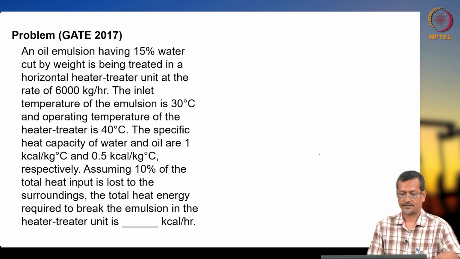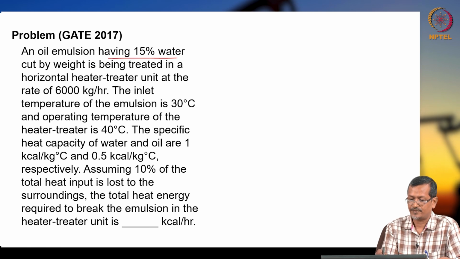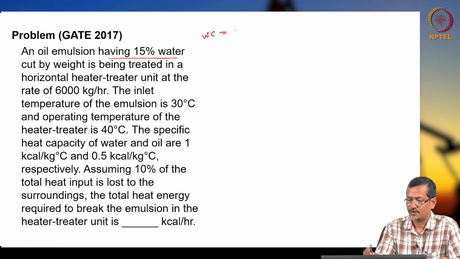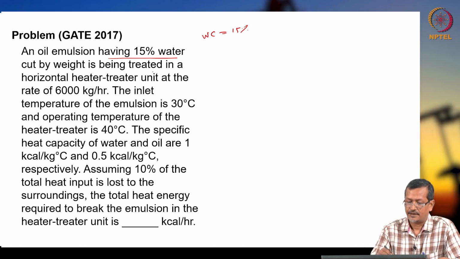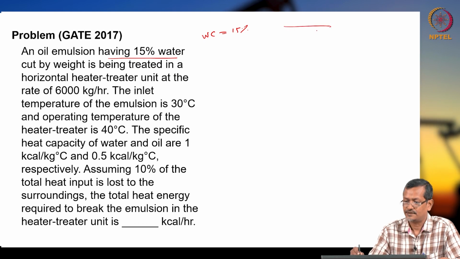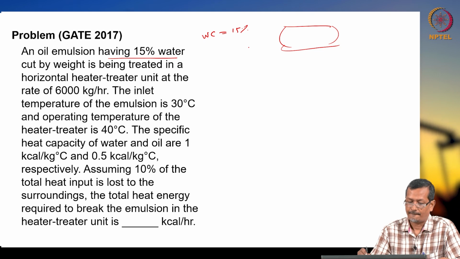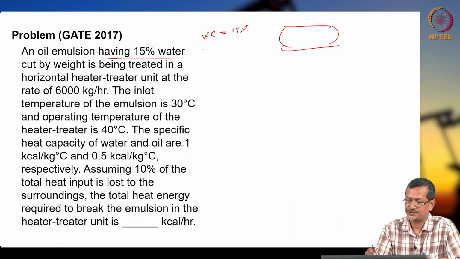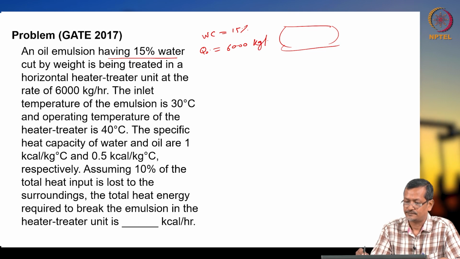So, the problem we have taken from GATE 2017: an oil emulsion having 15% water cut by weight is being treated in a horizontal heater treater. The oil emulsion flow rate is 6000 kg per hour.